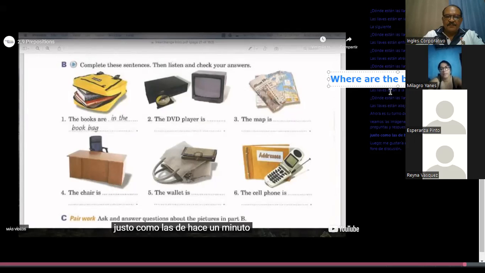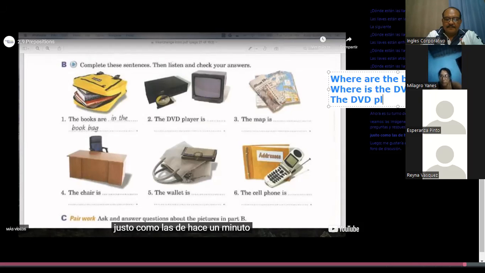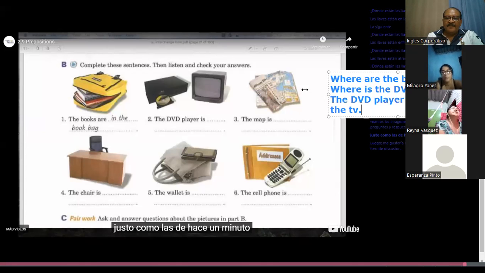Now, the next question is number two. What is the question? Where is the DVD player? The answer? The DVD player is next to what? Next to the TV, correct. Yes, the TV or television, no problem. Okay, good. What is the next question?